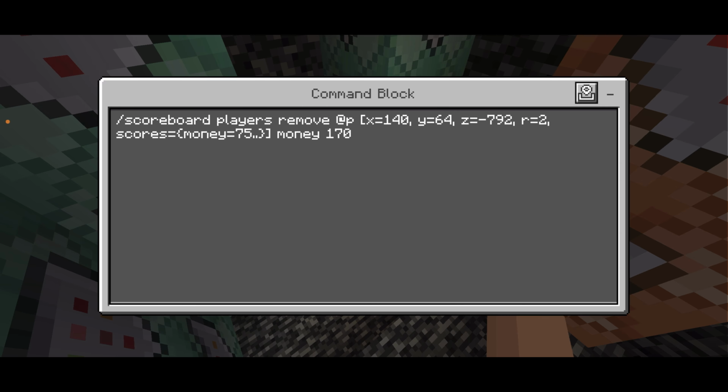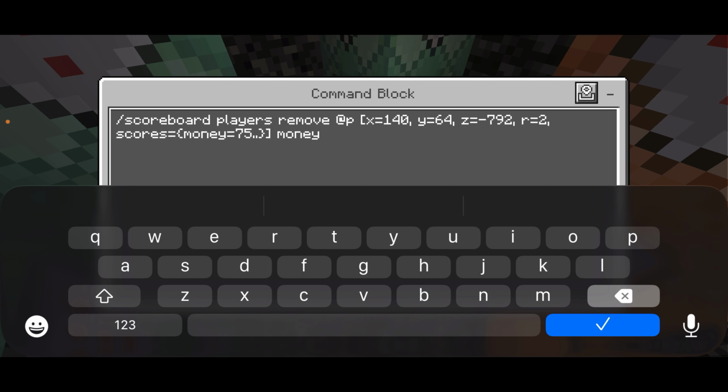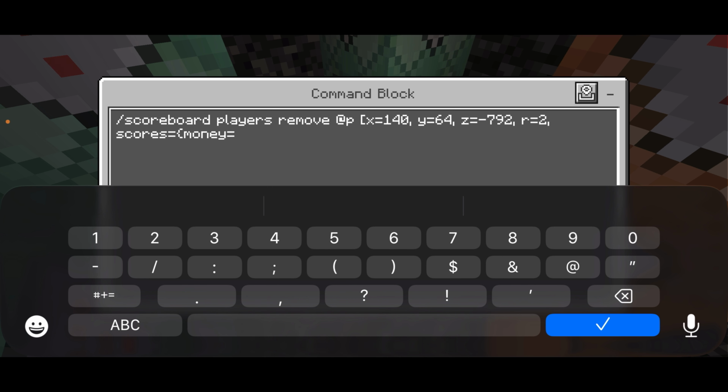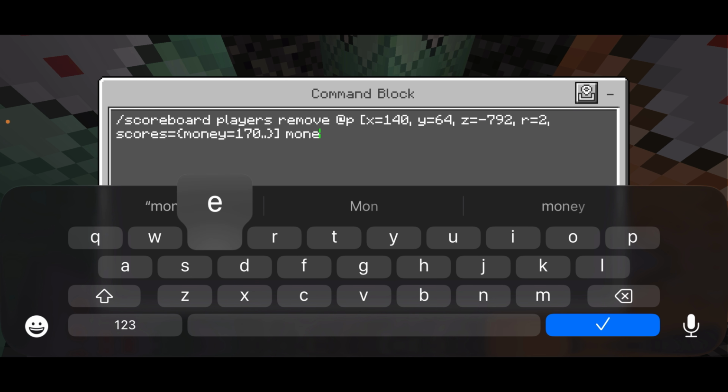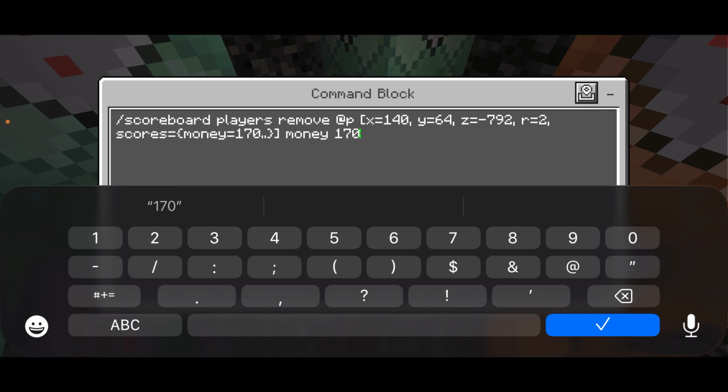All right, so this first money that says 75, make it 170. Okay, 170, and I will change it momentarily. Whoops. Okay, maybe we'll try something else where we can give people a discount somewhere else, but not with this. Scoreboard players remove @p, X equals 140, money equals 170, and 170.